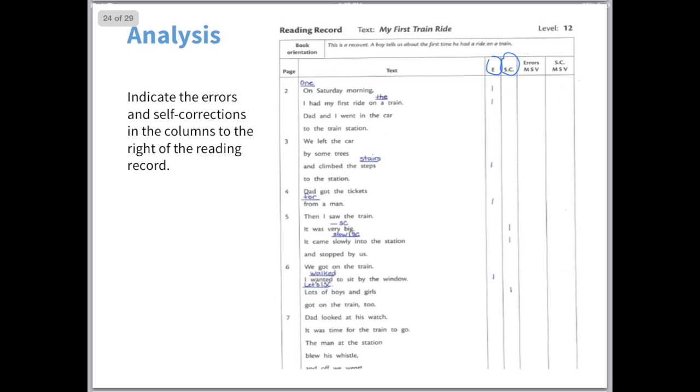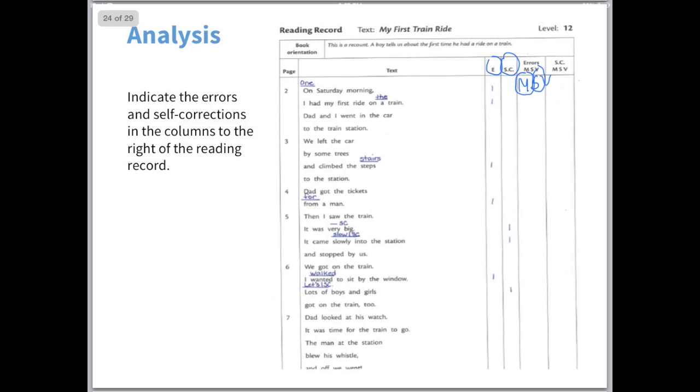In the column for errors, write M, S, and V. We will look at which cues the child could have used. Circle the one that you feel was used. In the example, the child read "one Saturday morning" instead of "on Saturday morning." One Saturday morning does make sense, so we circle the M. It also sounds right, so we circle the S.